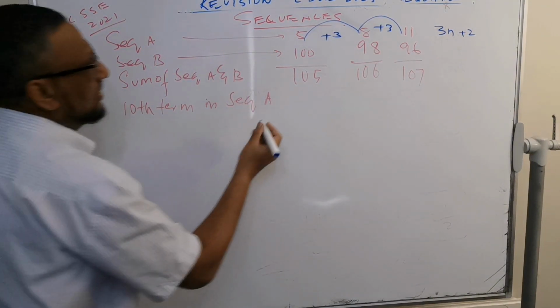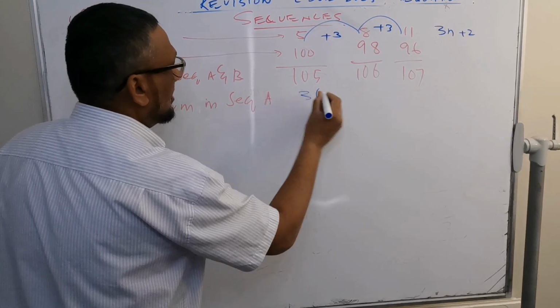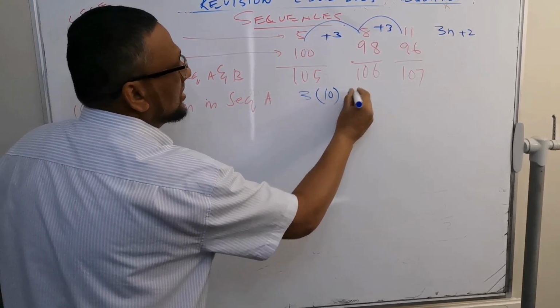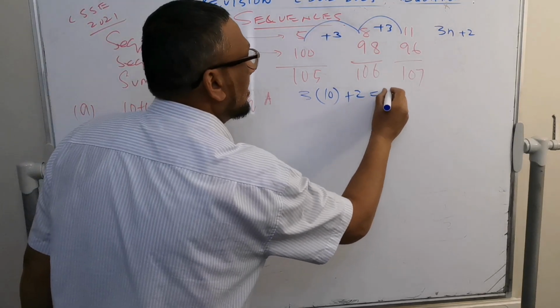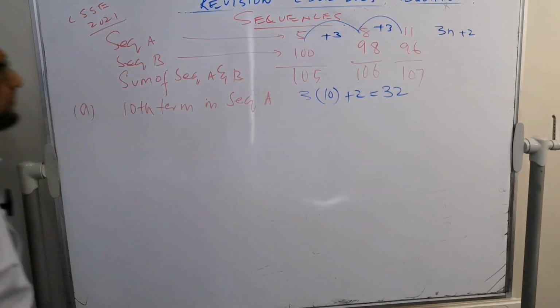Very simple, the 10th term. So 3n, it means substitute 10, plus 2. So the answer is 3 times 10 is 30, 30 plus 2 is 32.